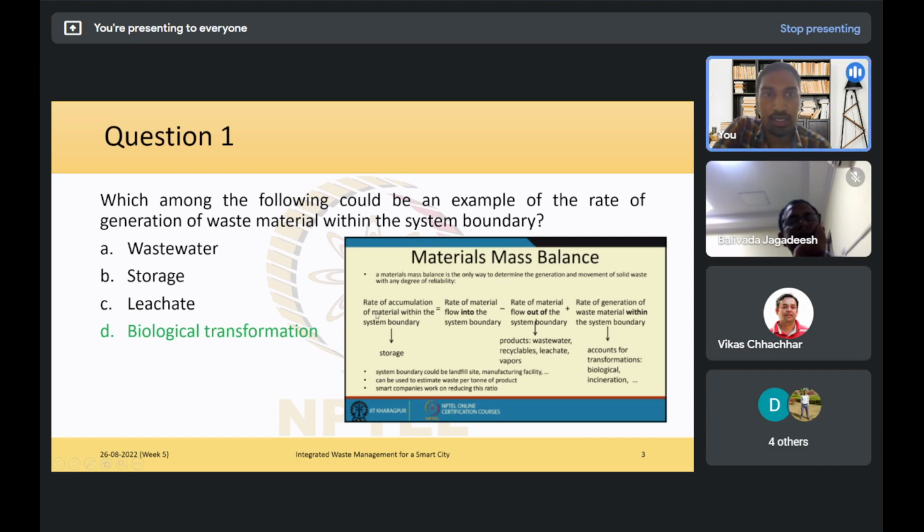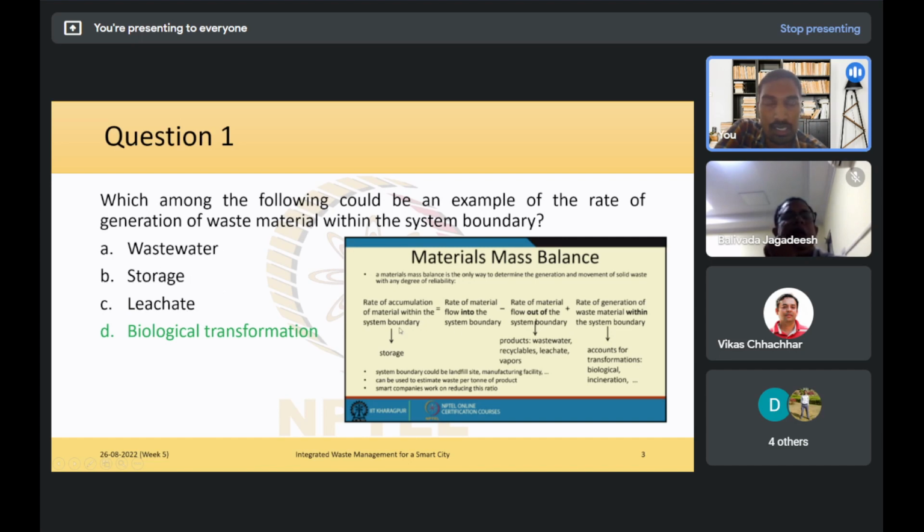So the first one was about the material mass balance. Four options were there, and the question asked which of these corresponds to the generation of waste within the given system. Wastewater and leachate are actually not generated within the system. These are materials that flow out of the system, so those options are eliminated.